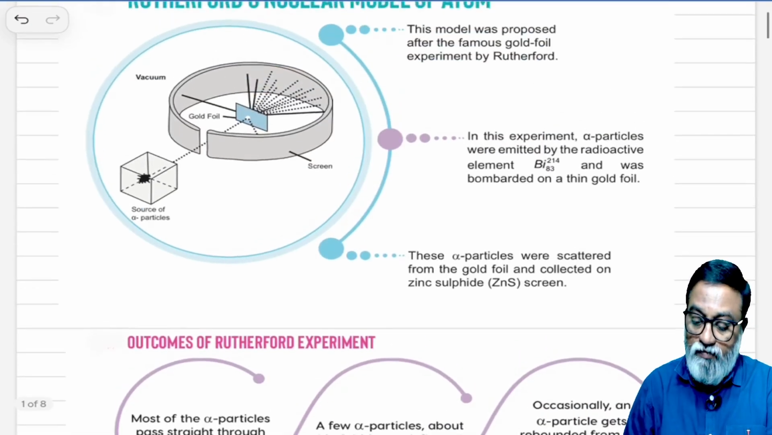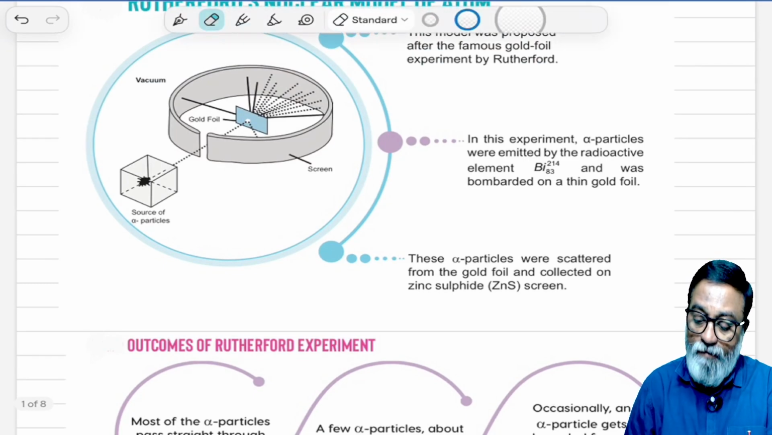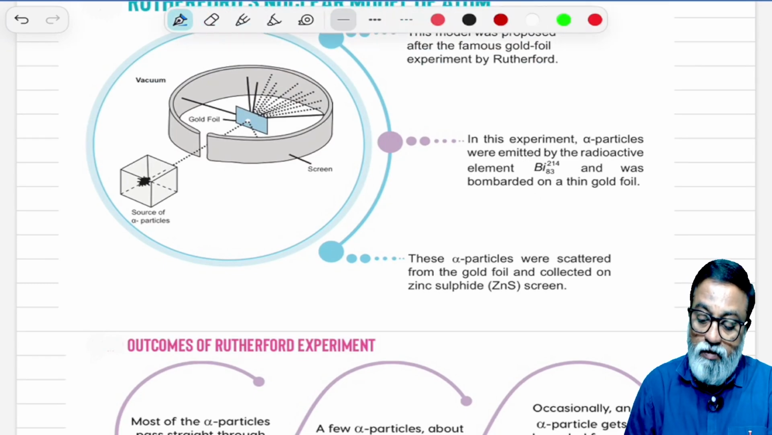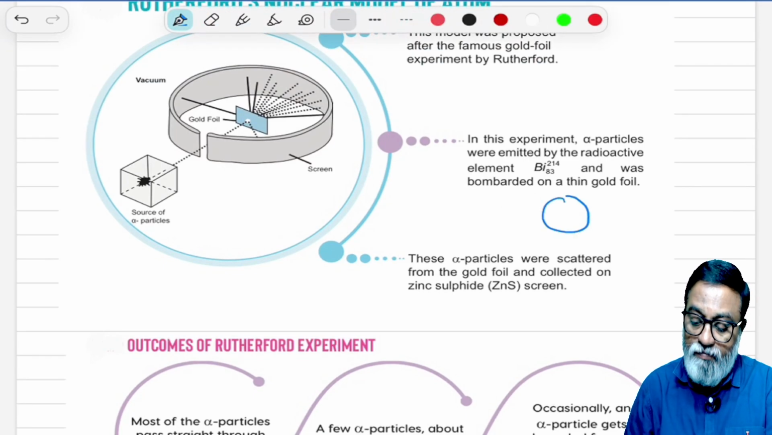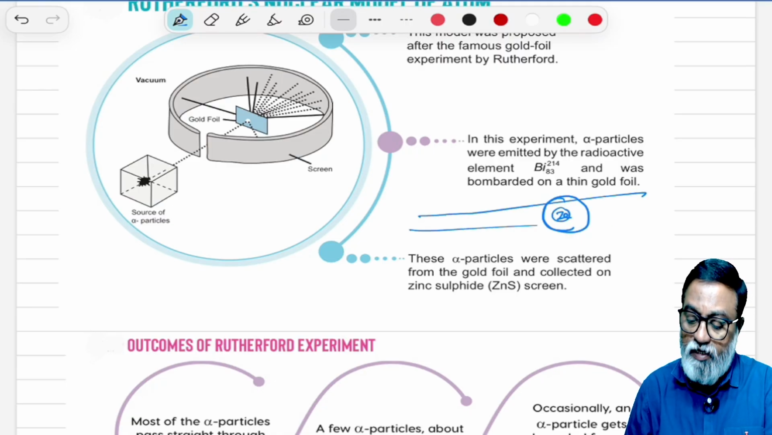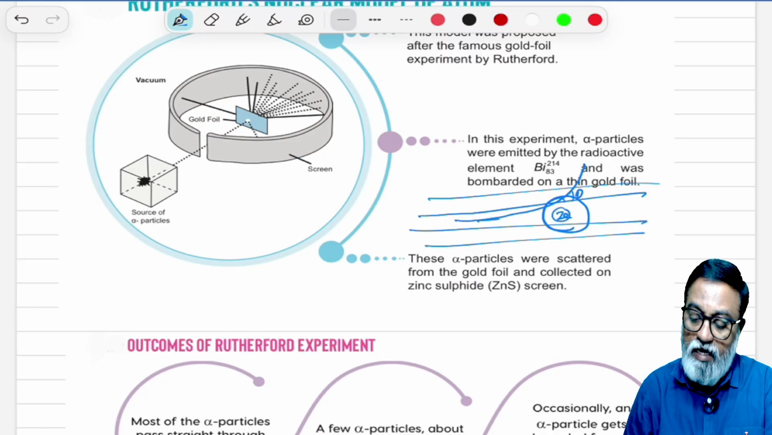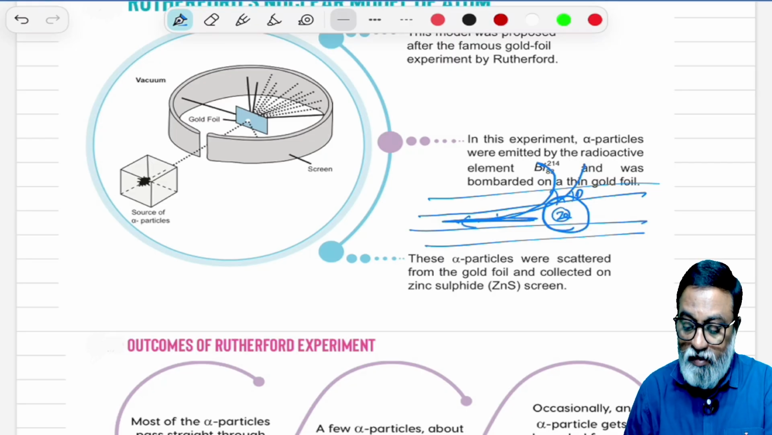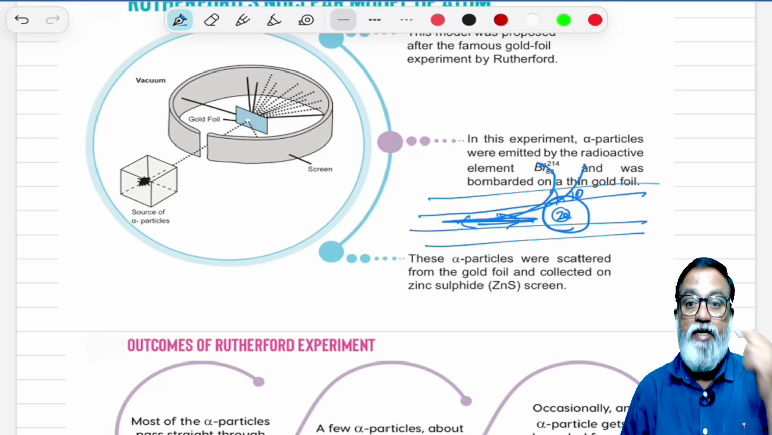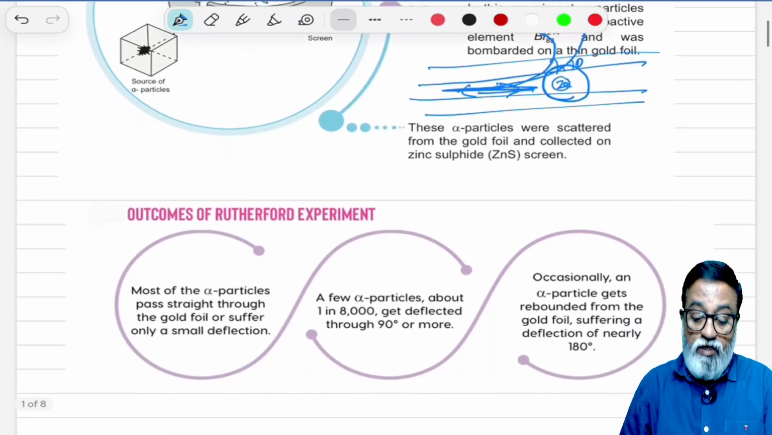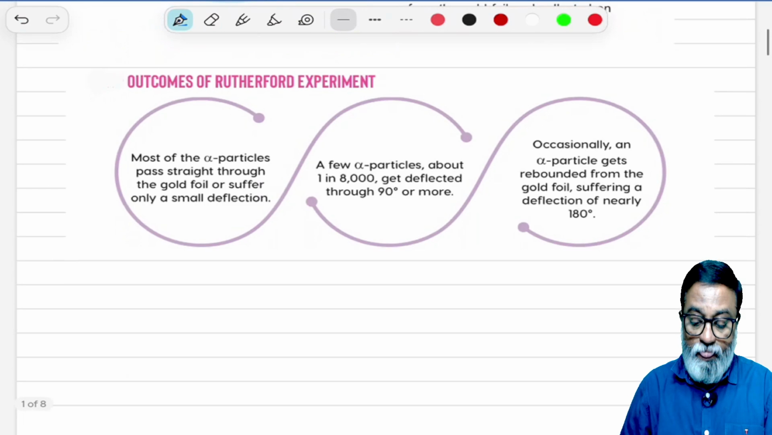See, for example, here is the atom. In that atom, this is the nucleus, the gold foil atom. Most of the alpha particles are undeflected, and some of the alpha particles are deflected like this, theta, and some greater than 90 degrees. Only a few can be reflected like this. This is 180 degrees. These are the outcomes of the Rutherford model.